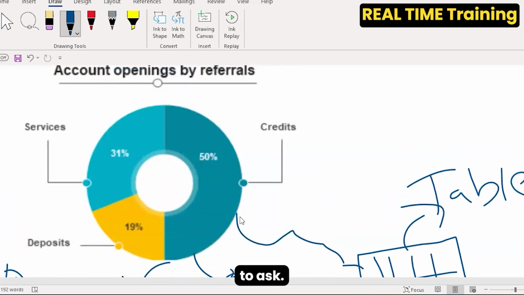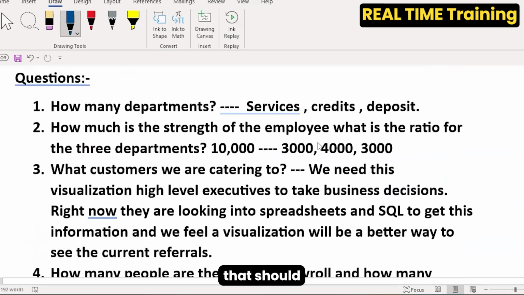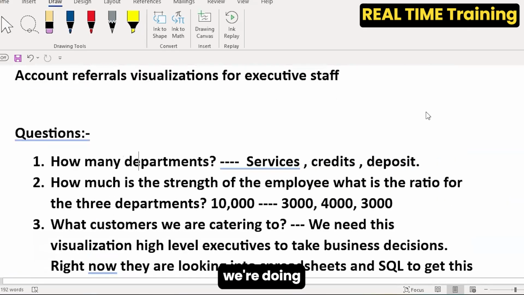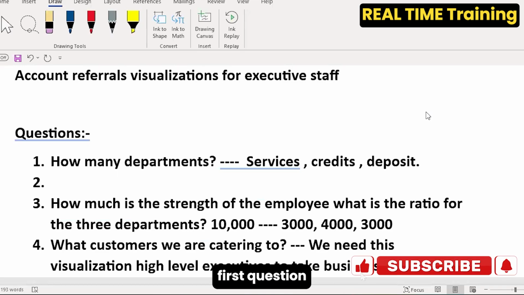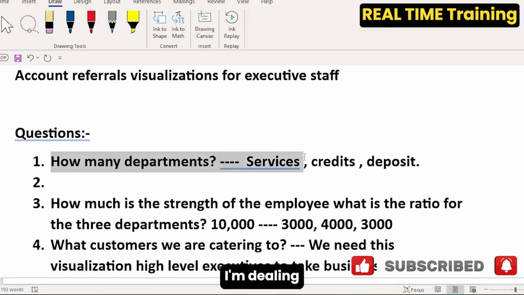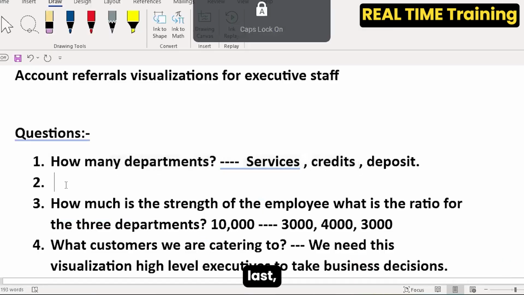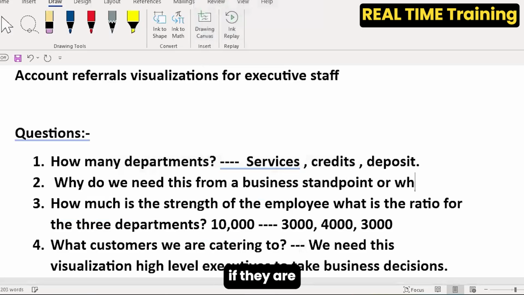Color code, you don't need to ask. What do they want to achieve by doing so? Exactly. That is the second question that should have come. Why are we doing this? Like the first question should be this, isn't it? If I go into a meeting, the very first question that I'll ask is the first question that she asked: how many departments? Something like this I'll ask. But then I will ask, why do we need this from a business standpoint? Or in other words, if they are not able to still understand it, what problem are we solving?